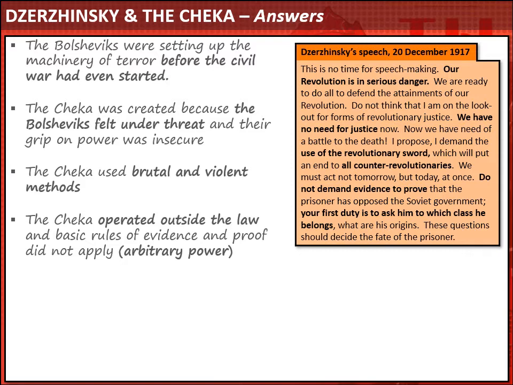The source also reveals, in phrases such as "we have no need for justice" and "do not demand evidence to prove," that the Cheka operated outside the law. Basic rules of evidence and proof and fair trials, those things did not apply. In other words, the Cheka wielded arbitrary power. It was unrestrained by the law.